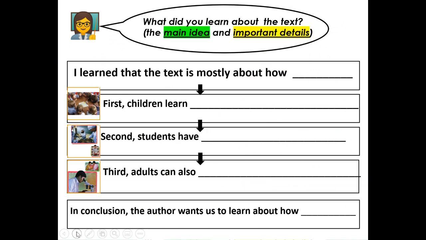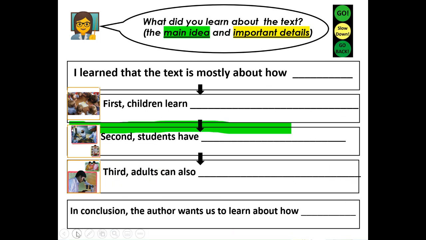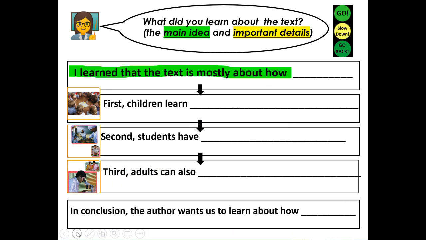So now it's time to write and answer the question: what did you learn about the text, the main idea and important details? I'm giving you your main idea. You don't need to write it. I learned that the text is mostly about how schools are the same and different. So get ready to write your first sentence. You're going to say it, and then you're going to write the complete sentence.